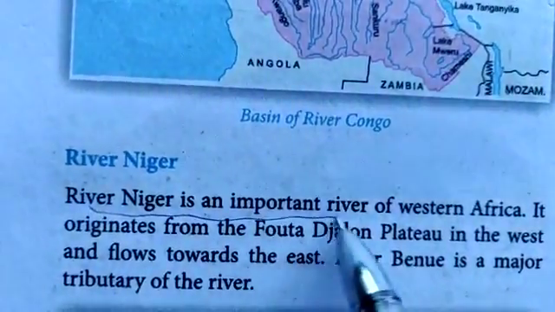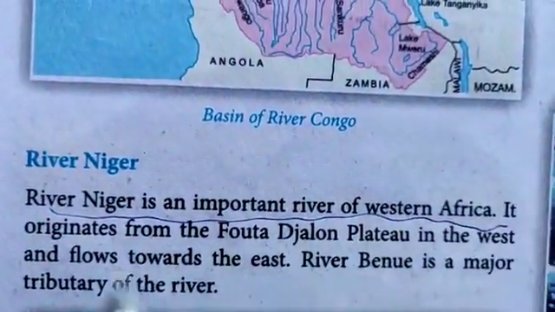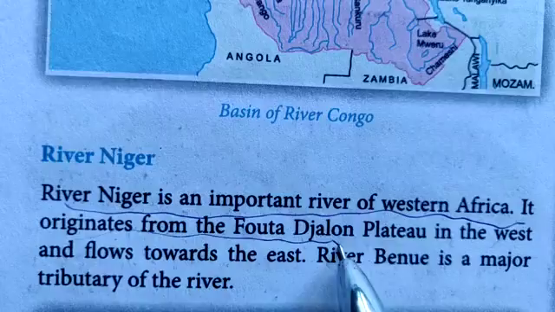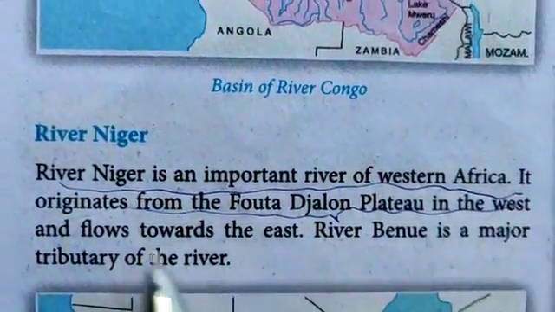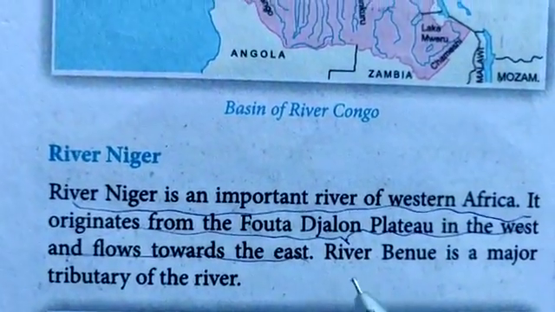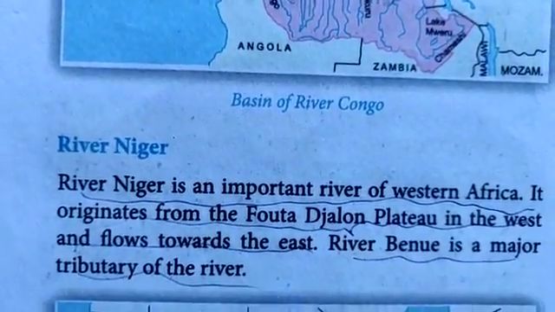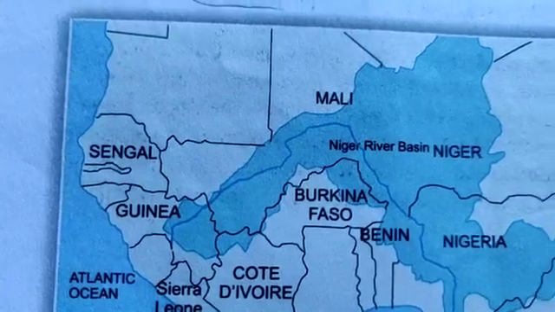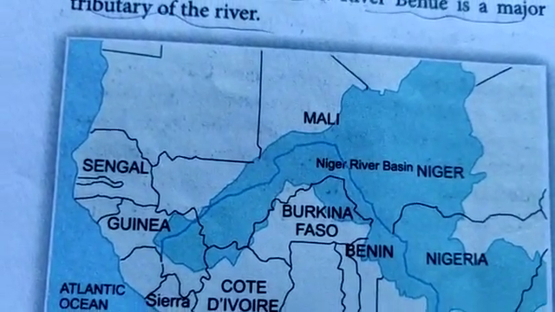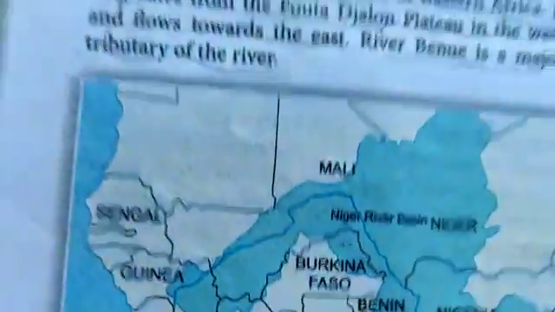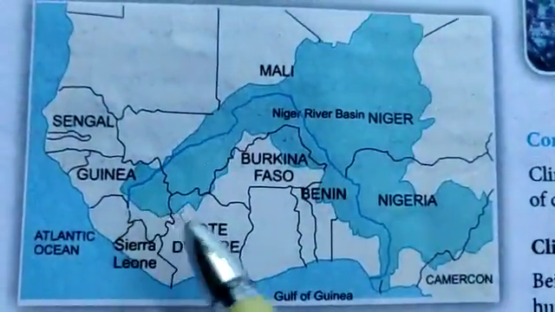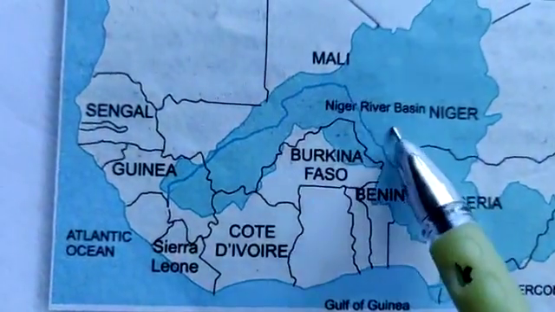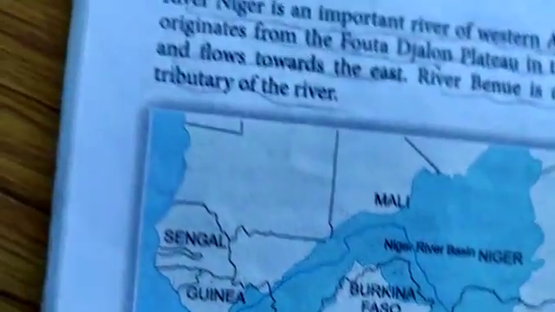River Niger is an important part of Western Africa. It originates from the Fouta Djallon Plateau in the west and flows towards the east. River Benue is a major tributary of the river. So here, the map given here, they have shown the Niger River basin. See how it goes from here. It drains into the Atlantic Ocean and Gulf of Guinea. This is the Niger River basin.